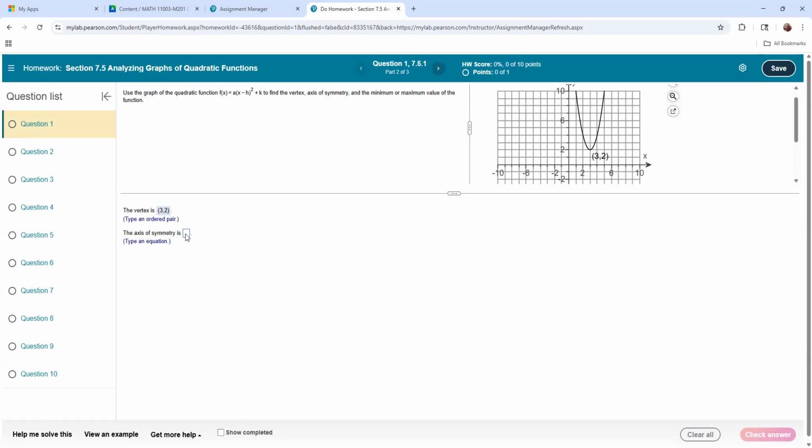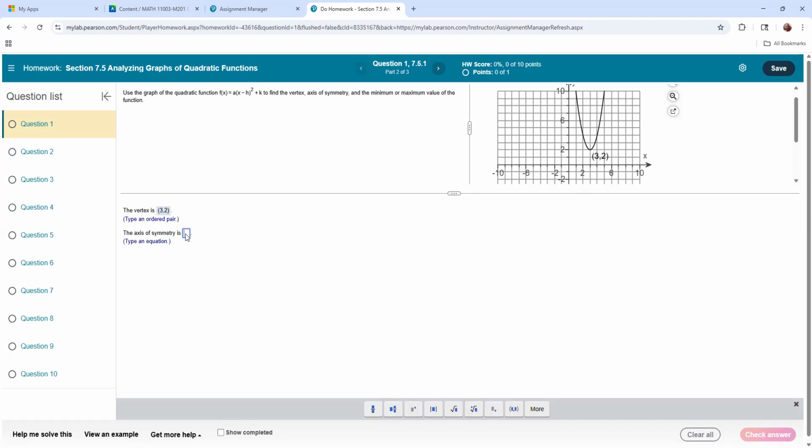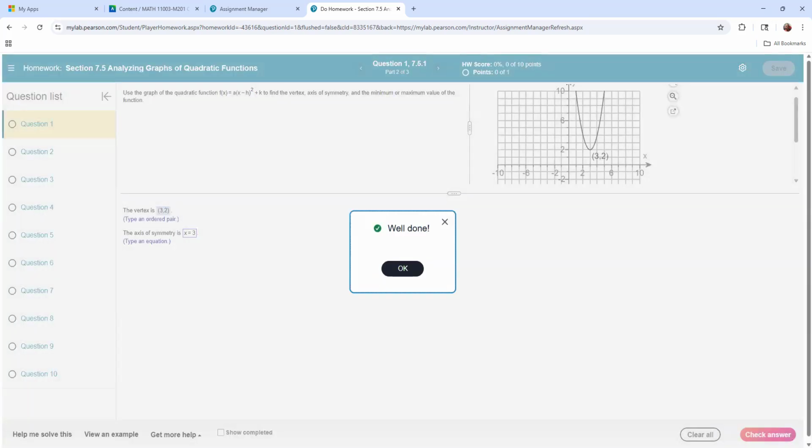They want to know the axis of symmetry. Now remember, that's got to be x equals. So you got to type it as an equation like it's saying. So remember, that's going to be x equals 3 because 3 is the x value of that parabola, and that's the line that would cut that in half, a vertical line at x equals 3. Remember, the x coordinate gives you the line of symmetry.